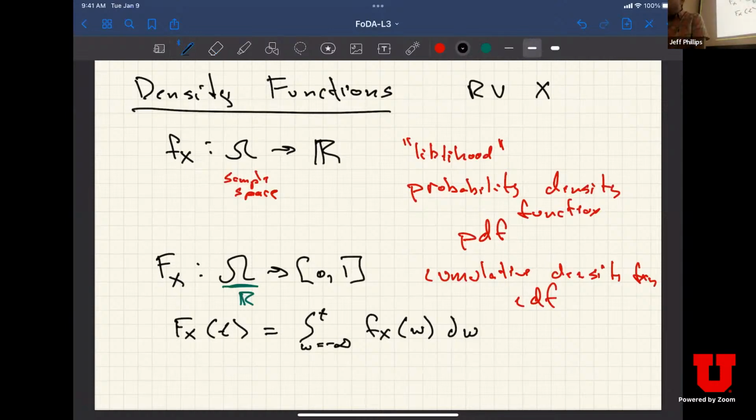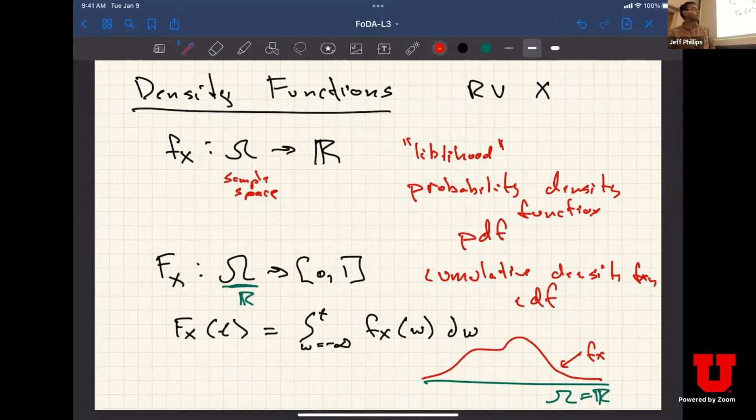So I'm going to think about the sample space as the real numbers, okay? And I'm going to have a probability density function, okay? This would be f of x, okay? So it's going to have some value under here, and I want to evaluate this up to a point T, okay?